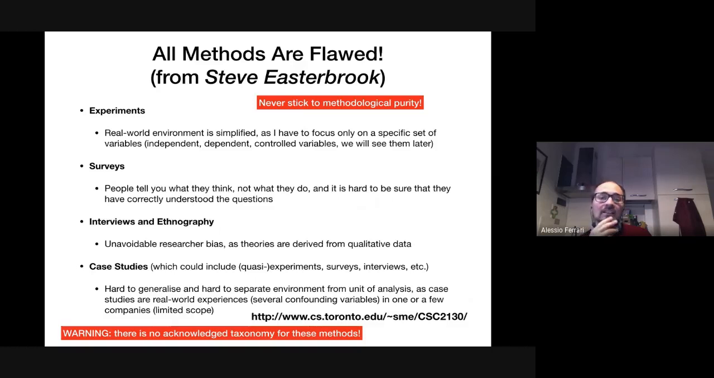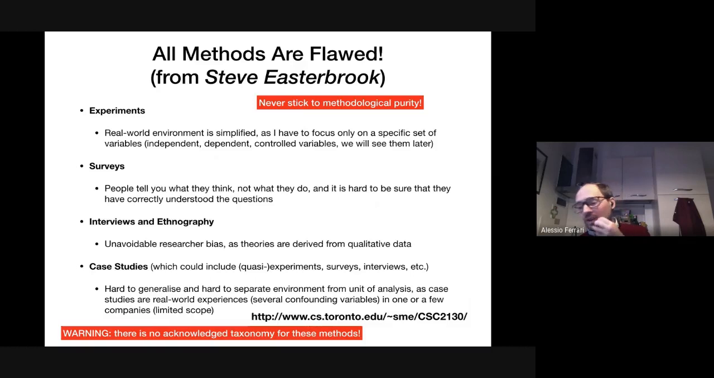Case studies, which are a particular type of study typical of software engineering, in which you basically go to a company and try to understand the problem in that company and possibly find a solution for the specific company, are always hard to generalize to other companies, because everyone has their own context. And it's always hard to separate the environment from the unit of analysis.